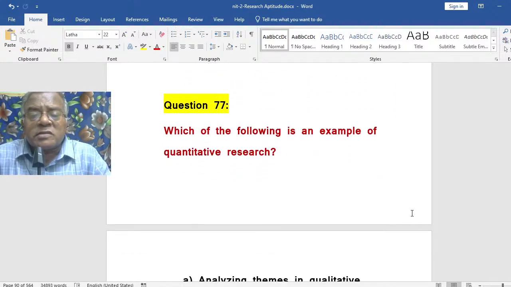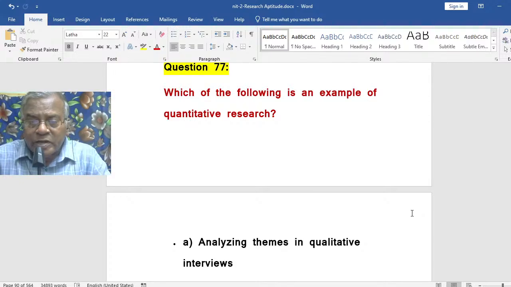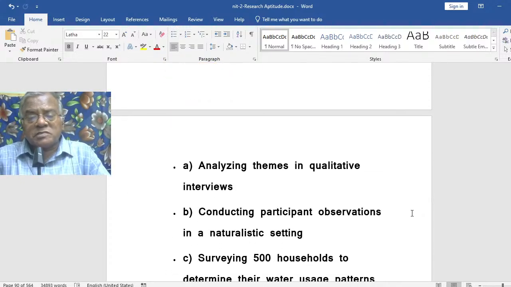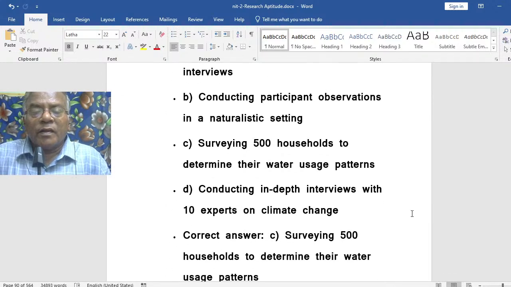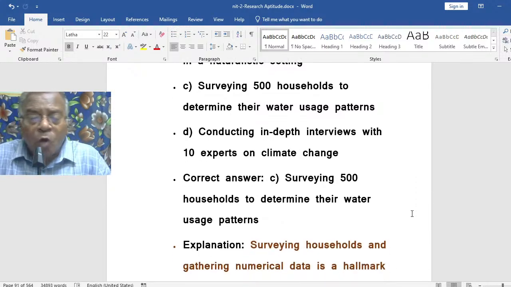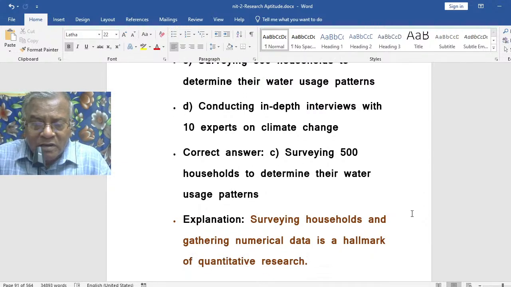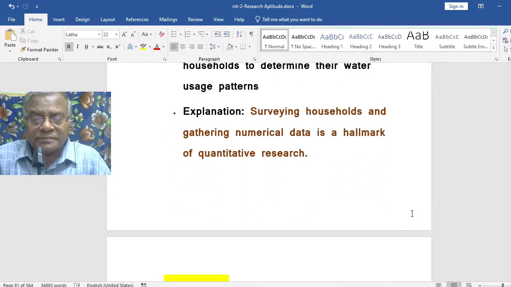Which of the following is an example of quantitative research out of these 4 examples? Of course, by this time you would have found out: surveying 500 households, families to determine their water usage patterns, because the number is involved here. So that is quantitative research. Surveying households and gathering numerical data is a hallmark of quantitative research.